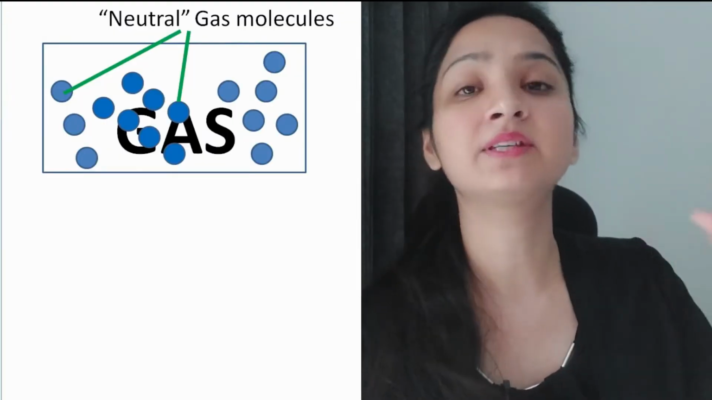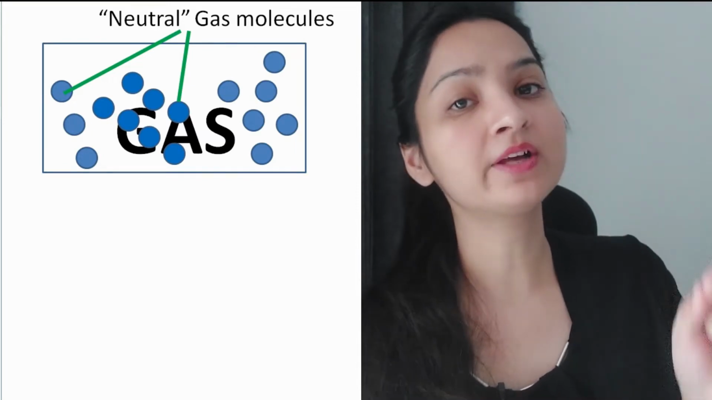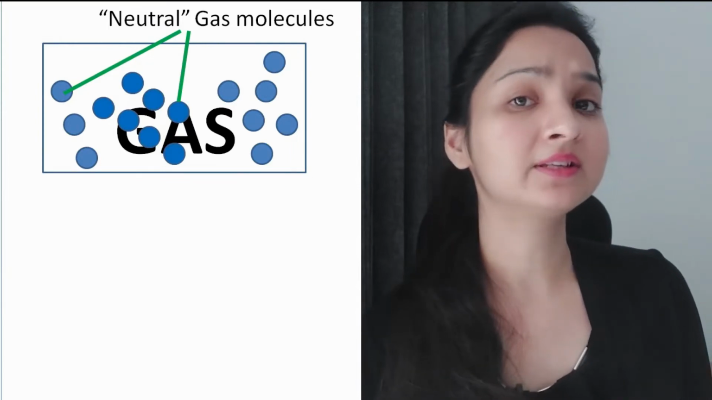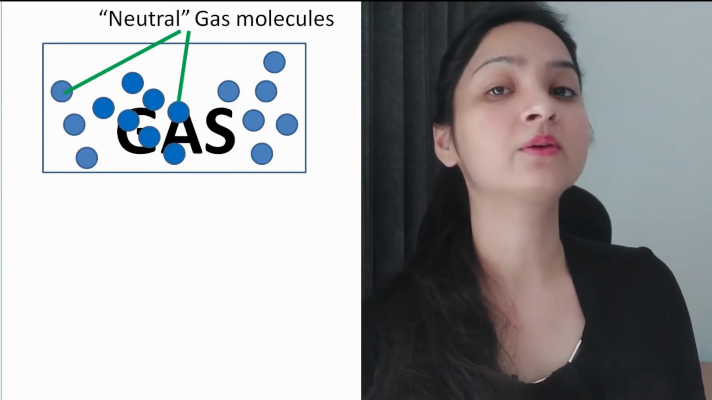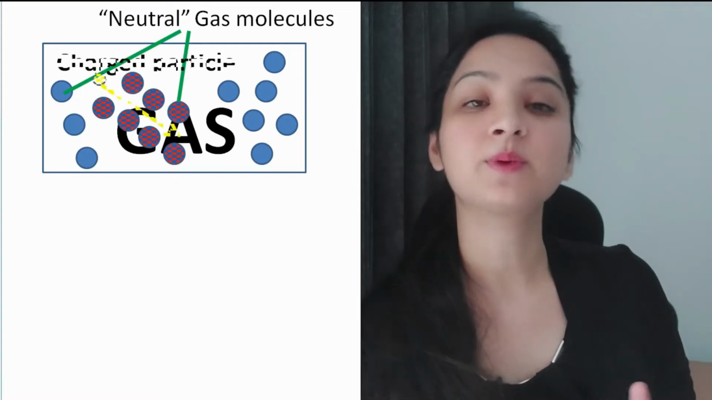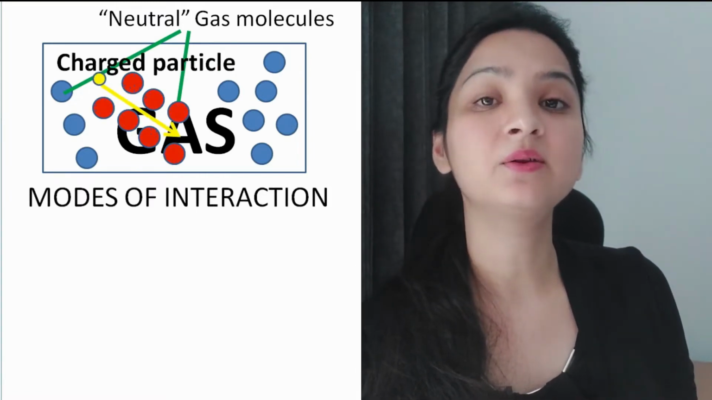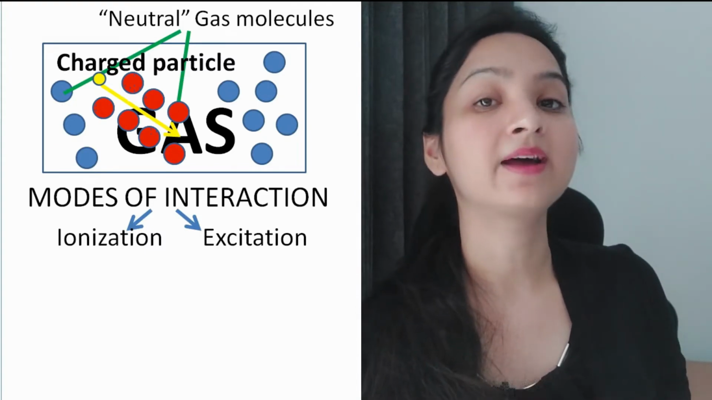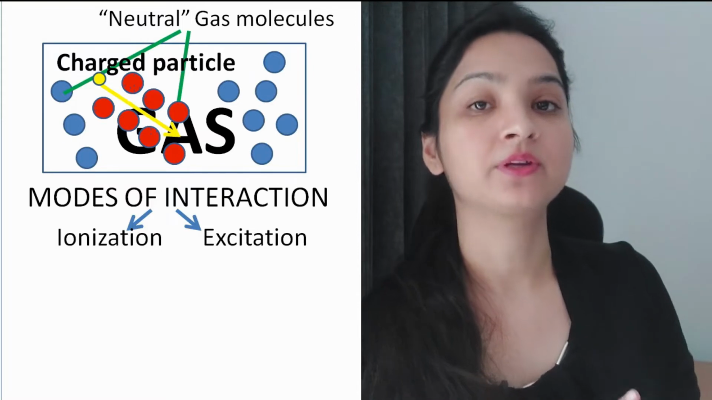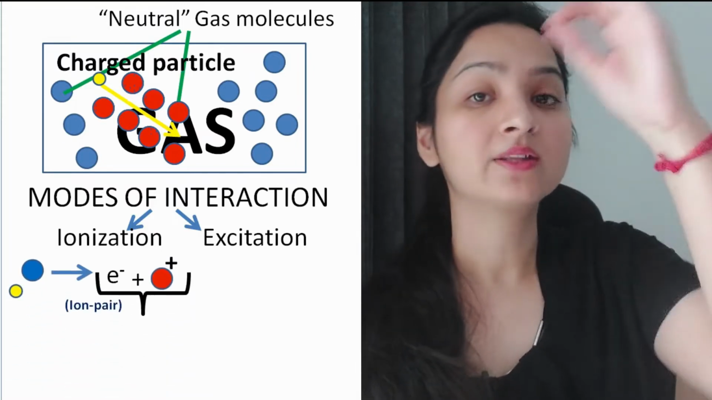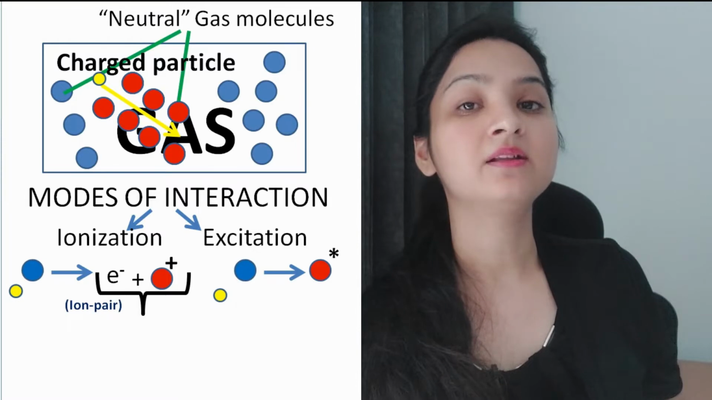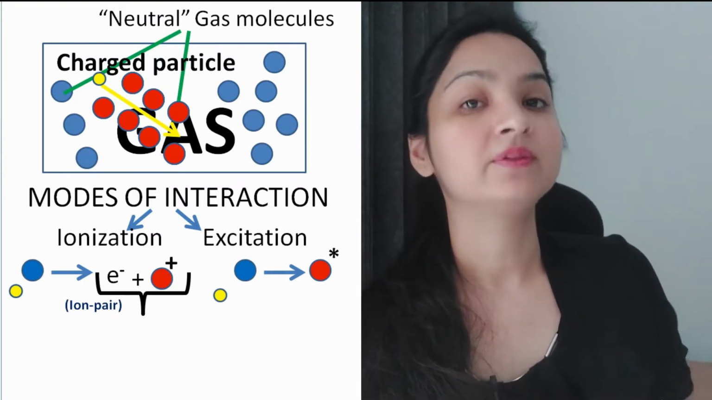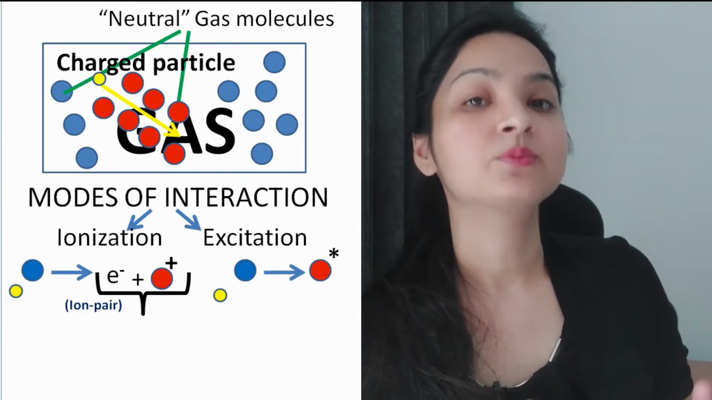What will happen? You have a detector in which a gas is filled and a charged particle now passes through the gas. What will happen? Now you have a particular kind of gas which is filled in the detector, so the gaseous atoms or molecules are neutral. Now when a charged particle enters this gas, it will either cause ionization or excitation of the gas molecules or atoms along its trajectory, along the path of that charged particle. It will either cause excitation or ionization of the neutral gas atoms or molecules.